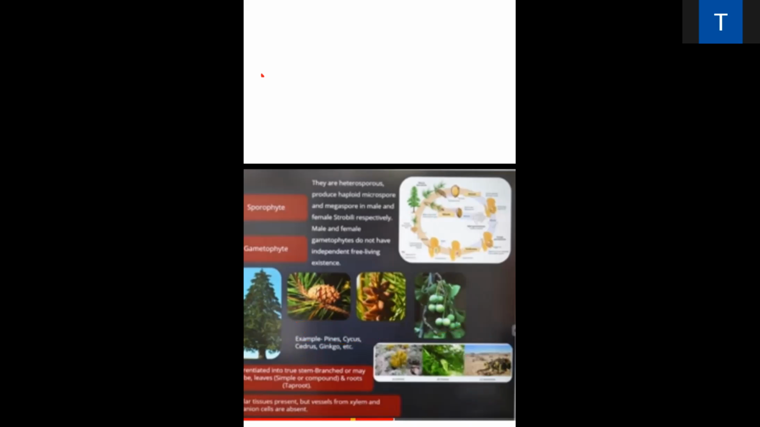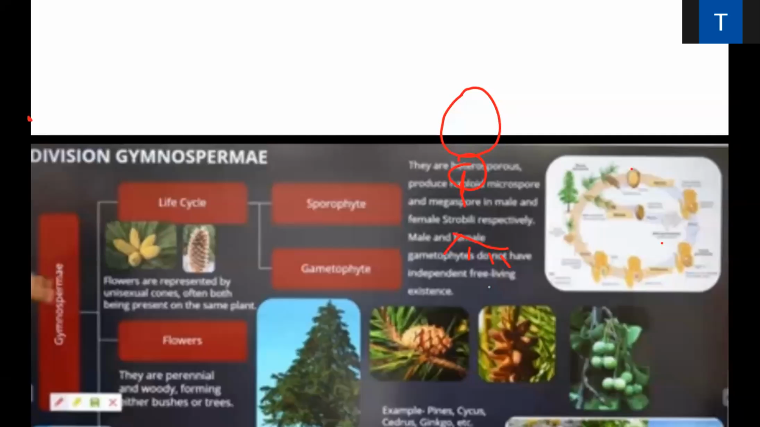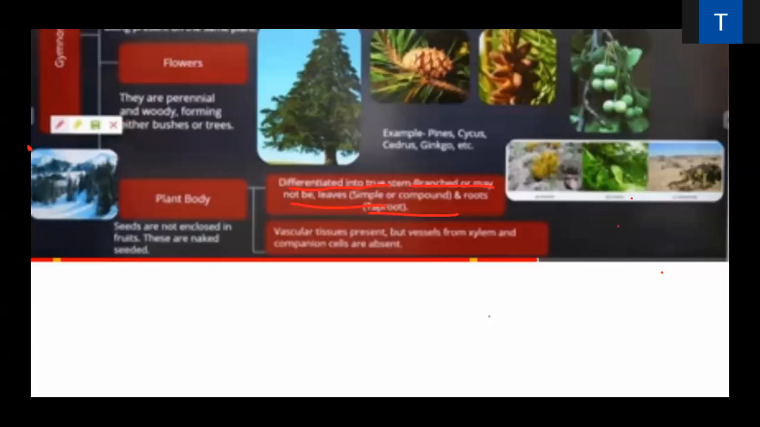Next, they have a stem. Branches may not have leaves; leaves are simple. They have vascular tissues. Vascular tissues are present, but vessels are absent in the xylem. Xylem is present, but companion cells are absent in the phloem. Is it clear, everybody?